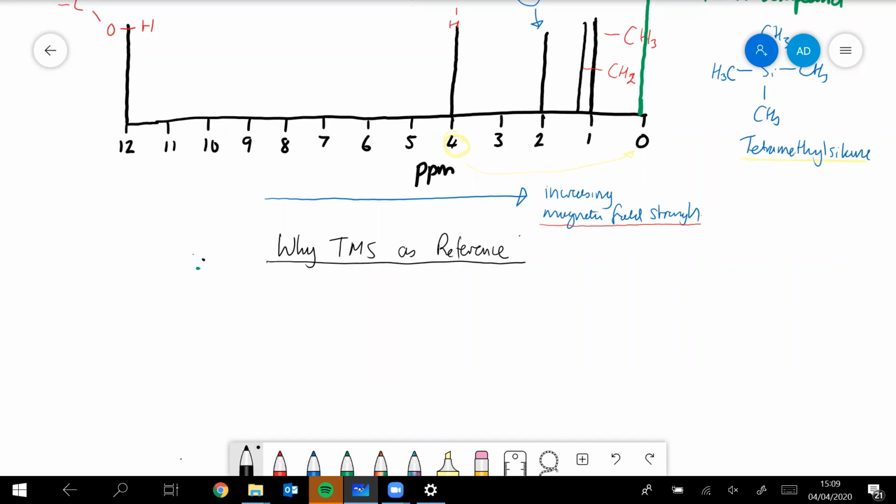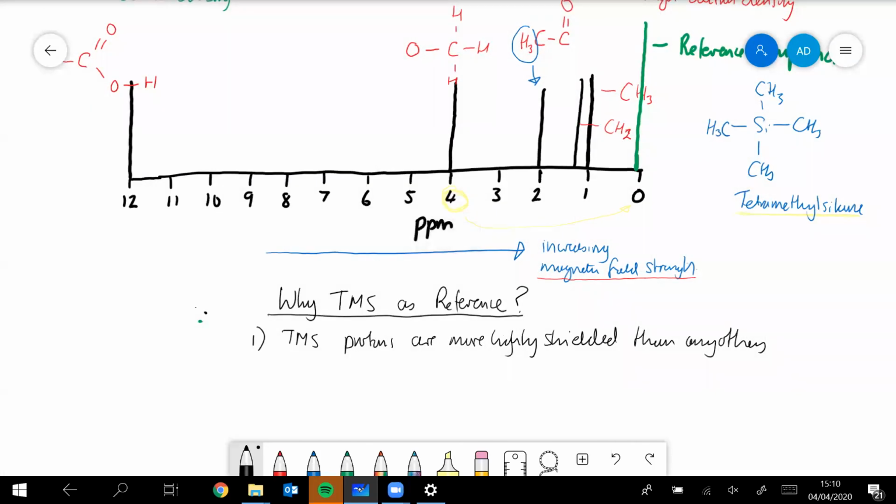Well, firstly, the TMS protons are more highly shielded than any others. Okay, so that means the reference peak, the TMS peak, which is usually not shown in the spectrum, is well away from all the other peaks that are in your spectrum. So if you had your reference peak in the middle of your spectrum, that would make matters confusing. You wouldn't know which one was which. So that's why it's well away from everything else.